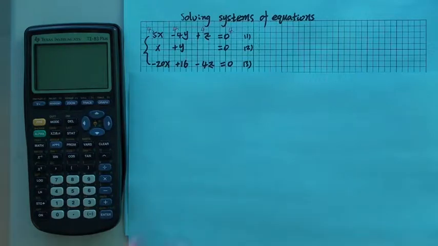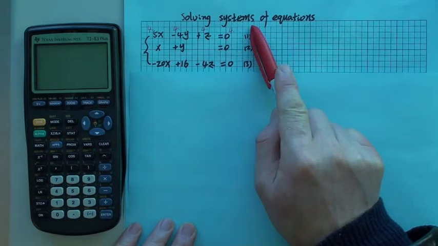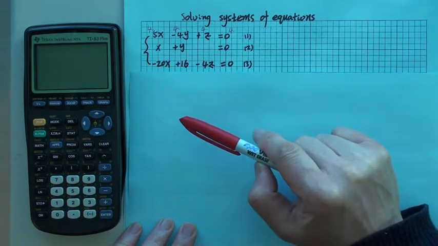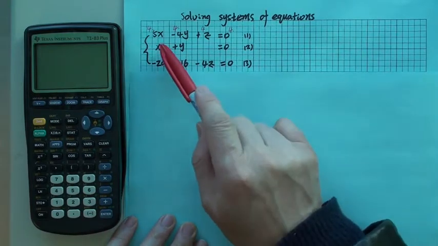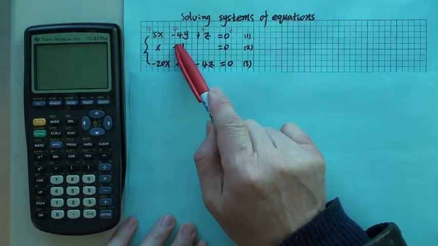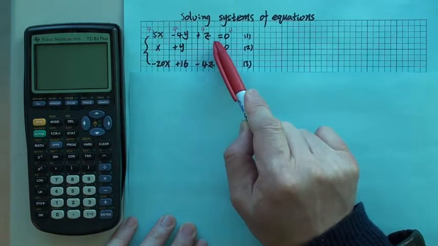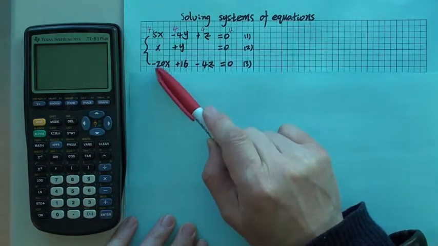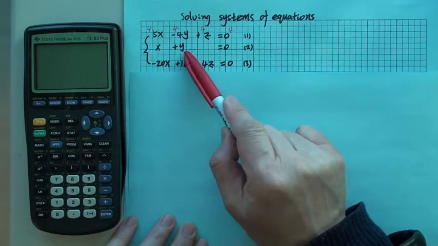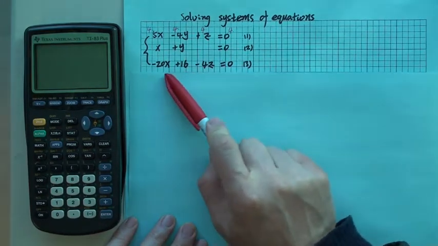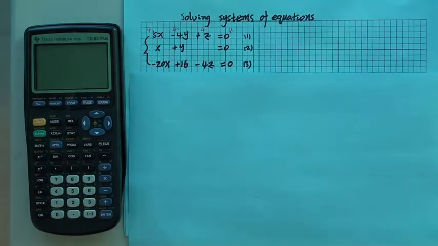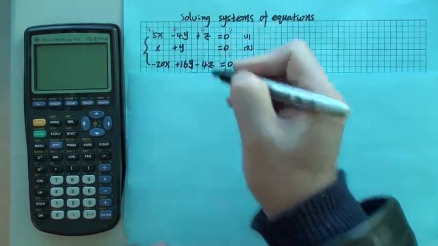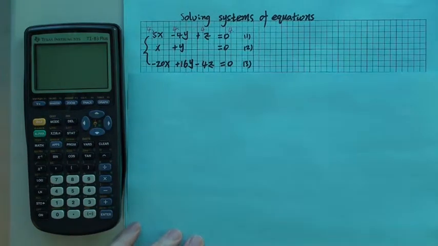In this lecture, we'll talk about solving systems of equations with this example first. The first equation is 5x minus 4y plus z equals 0. The second equation is x plus y equals z, and the third one is negative 20x plus 16y minus 4z is 0.